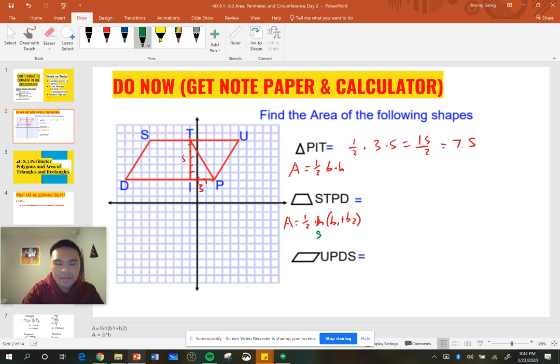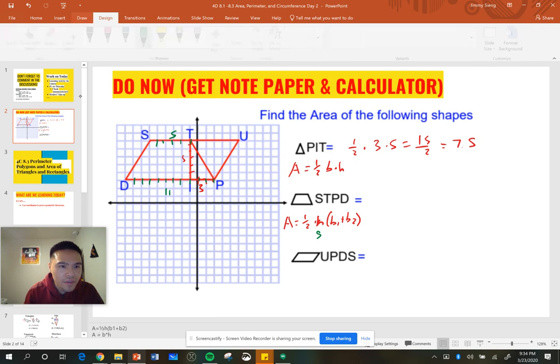So STPD, right? That's going to be the trapezoid. My height is going to be 5. My base, looking at that, is 1, 2, 3, 4, 5. And then my base 1, the bottom, is 1, 2, 3, 4, 5, 6, 7, 8, 9, 10, 11.